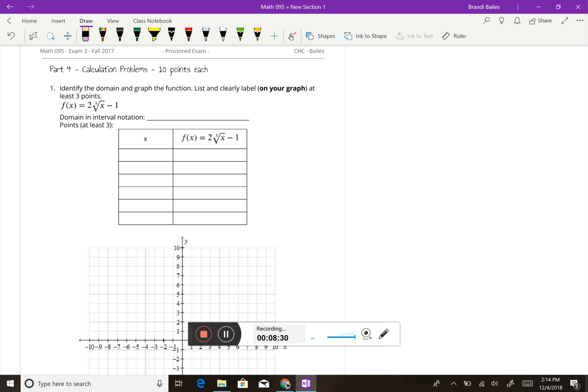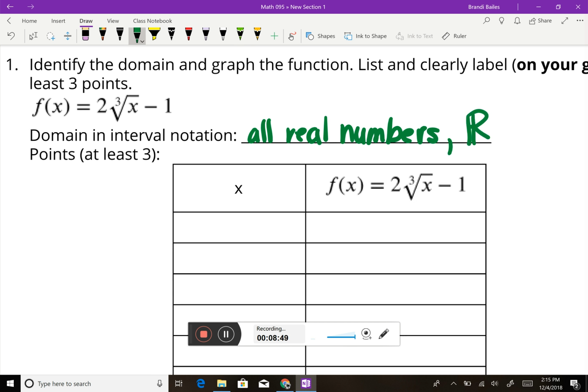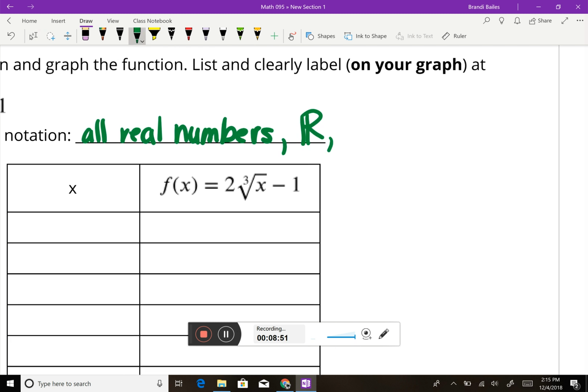Our domain in interval notation, since it's a cubed root, we don't run into any issues with negatives, so our domain would just be everyone. So we have lots of ways to write that. We can say all real numbers. We can say the fancy R that means all real numbers. That's what that fancy R means. Or we can say -infinity to +infinity. All those mean the same thing.